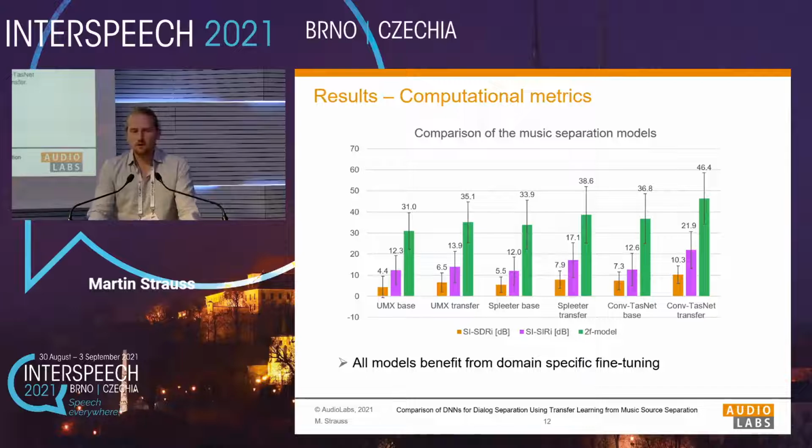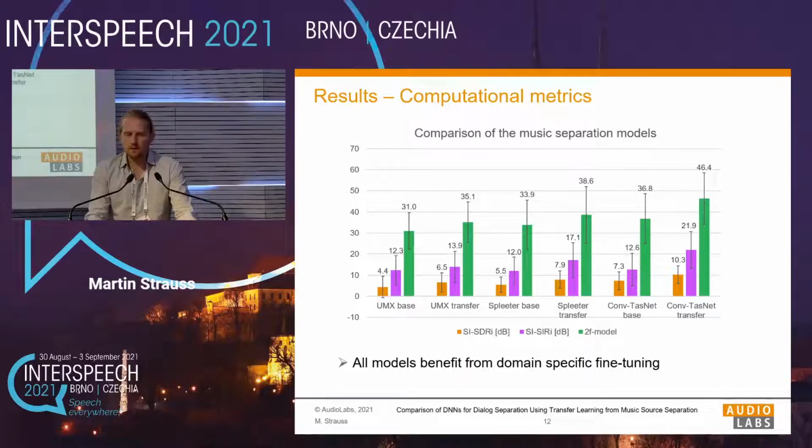Now if we take a look at the results. Here, what is indicated as base model is the one that was only pre-trained on music data, and the one with transfer is the one that was fine-tuned on broadcast material. What you can see here is that all 3 transfer learning networks outperform their corresponding base models, suggesting that transfer learning from music separation towards dialog separation is possible. Conv-TasNet here shows the best results, with Spleeter being second and Open-Unmix in 3rd place.